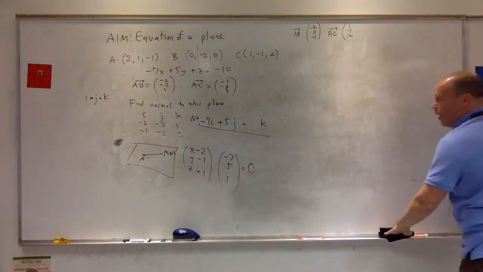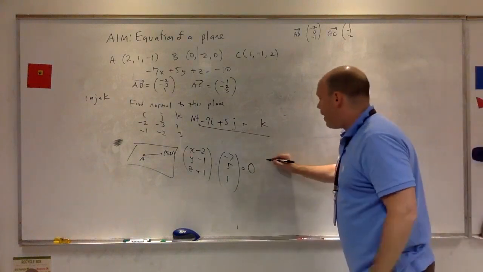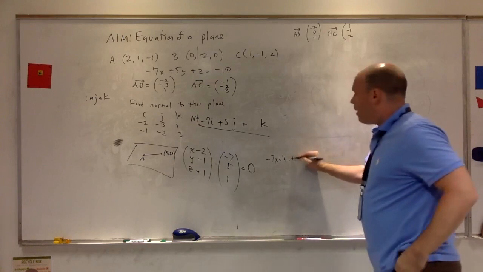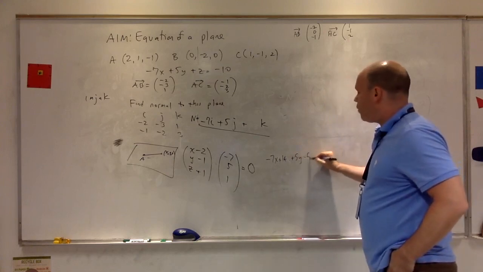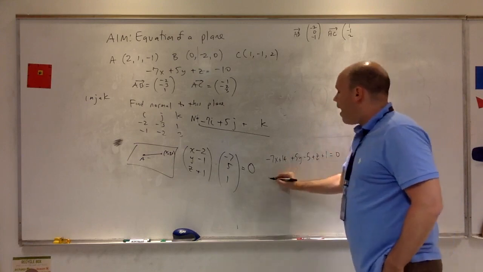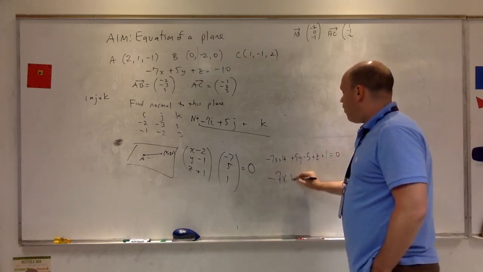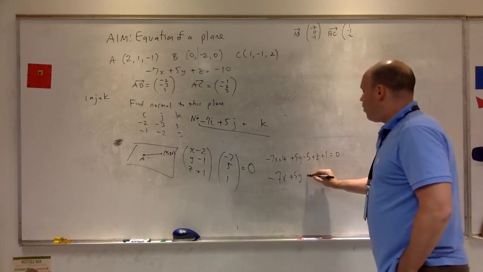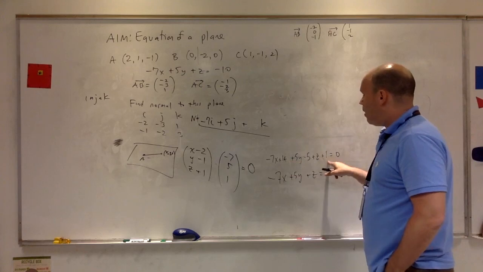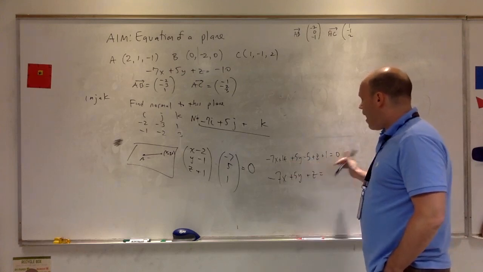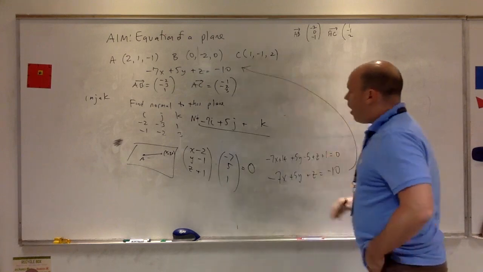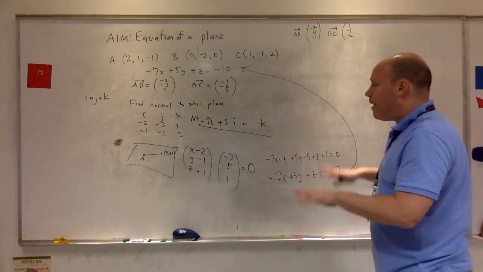Excuse me. We get the final answer. We get -7x + 14 + 5y - 5 + z + 1 = 0. So -7x + 5y + z is equal to 15 minus 5 is 10, -10. That's the answer. The book does something a little different.